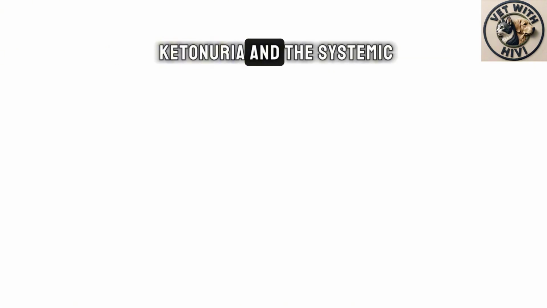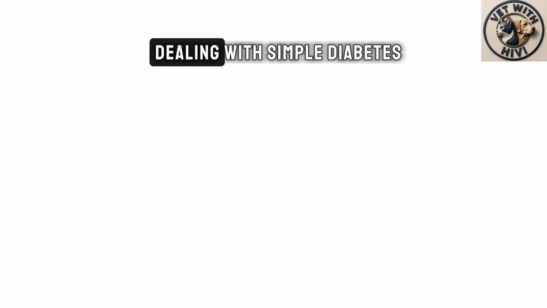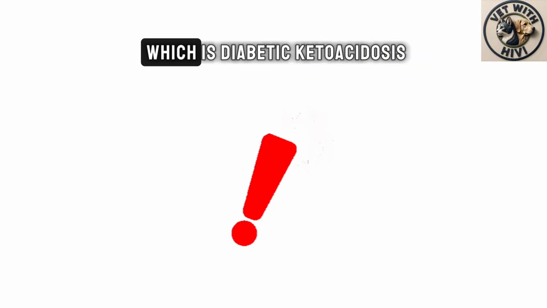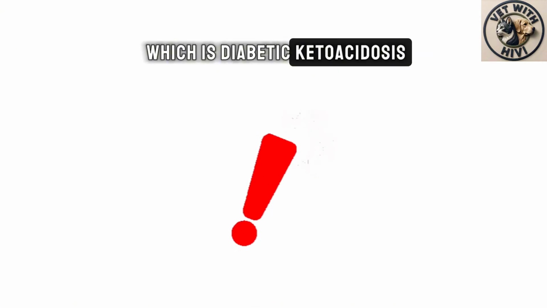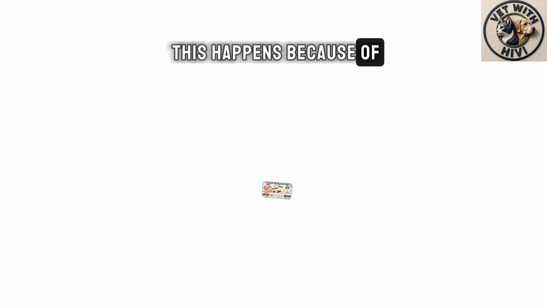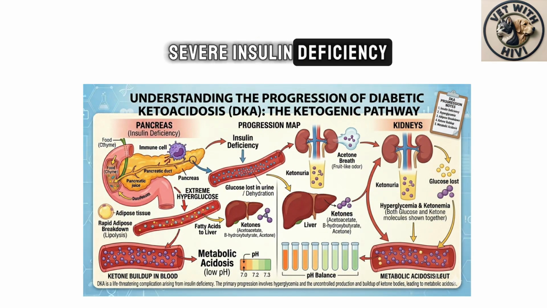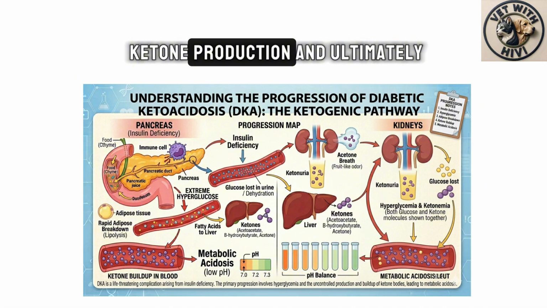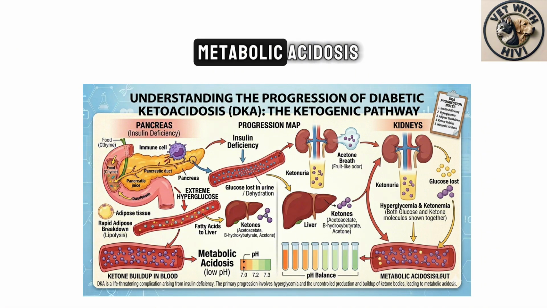Now, when we combine hyperglycemia, glucosuria, ketonuria, and the systemic illness in this patient, we are no longer dealing with simple diabetes. We are now dealing with a complicated metabolic crisis, which is diabetic ketoacidosis. This happens because of severe insulin deficiency, which leads to uncontrolled lipolysis, ketone production, and ultimately metabolic acidosis.